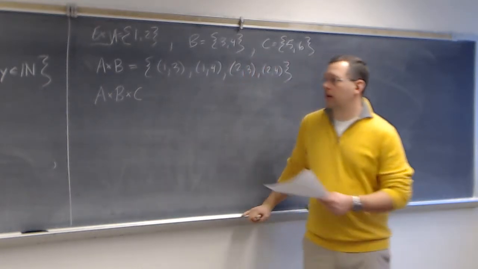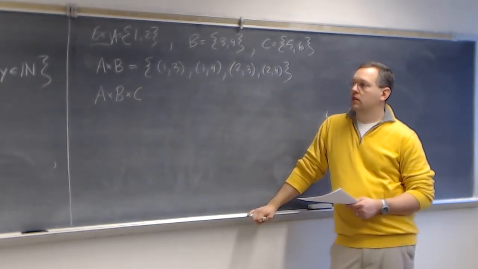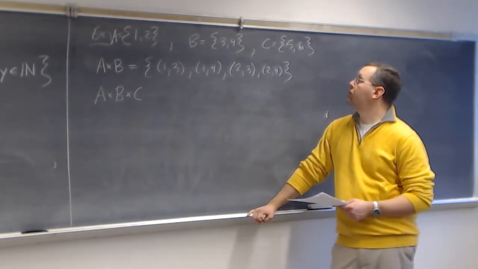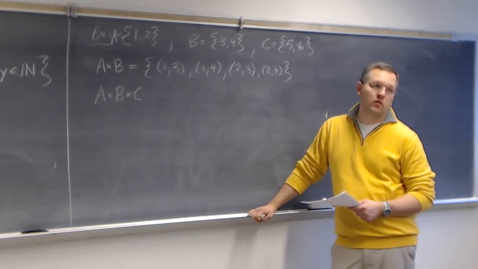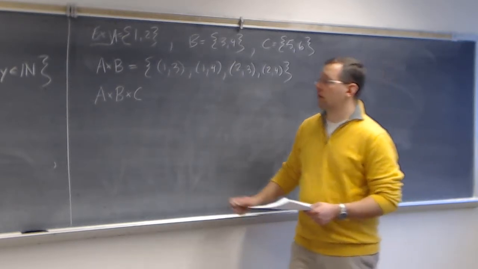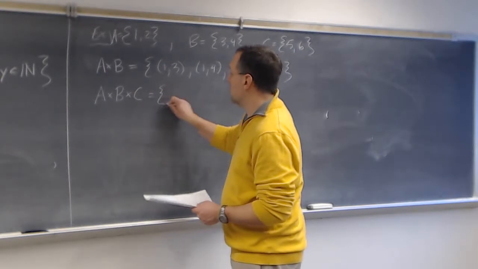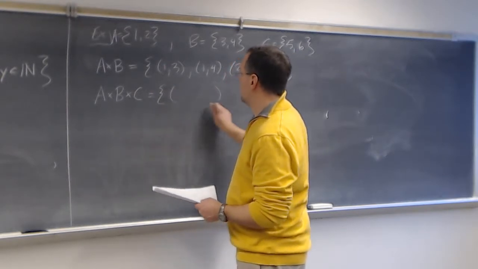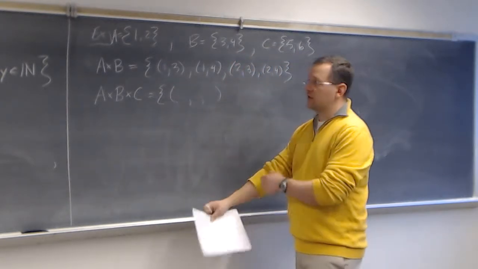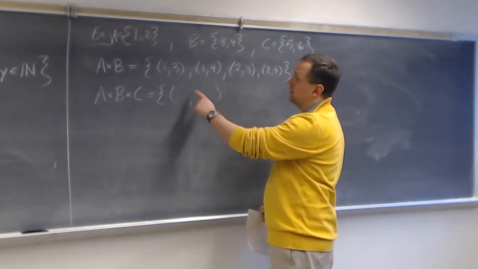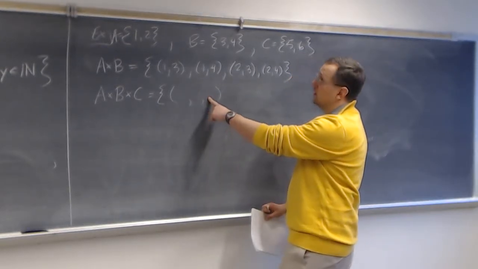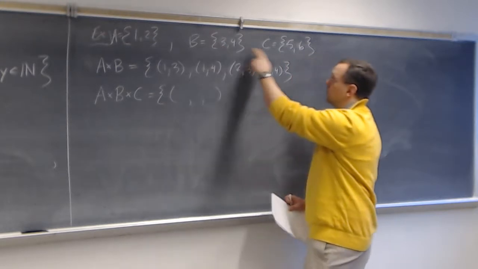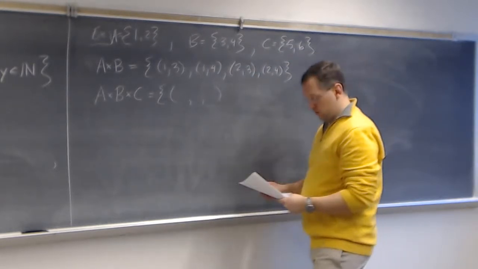All right, how about A cross B cross C? Now, how many elements are there going to be? It's going to be 8. These are ordered triples, so every point has 3 coordinates. The first one comes from A, the second one comes from B, the third one comes from C. There's 2 choices times 2 choices times 2 choices. There's going to be 8 points.